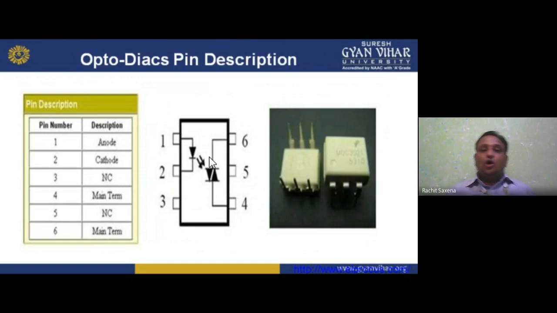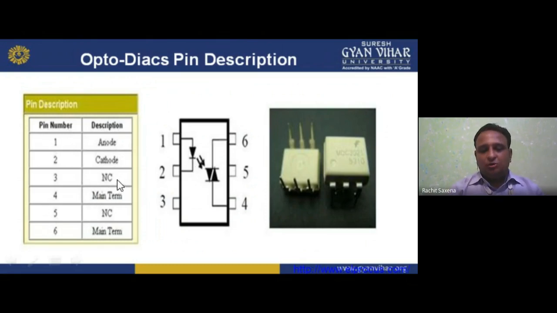Now, the optodiode pin description. We have 6 pins. Now see here, it is available in the market and looks like this. You can directly purchase the optodiode from the shopkeeper at the rated value. The pin description is also given here. Pin number 1 is the anode, and 2 is the cathode. They are connected with the LED, which emits the light.